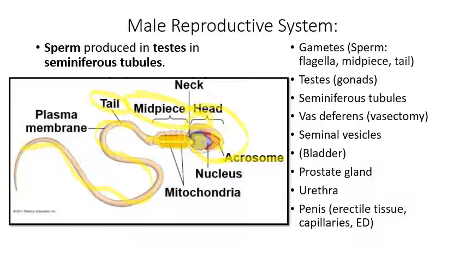But only the head goes into the egg, the mid piece does not, which means that now you've got the head from the sperm inside the egg. We reclassify it as a zygote. It's no longer an ovum, it's now a zygote. And the only mitochondria that you find inside that zygote came from the mother. The father's sperm left his mitochondria outside.